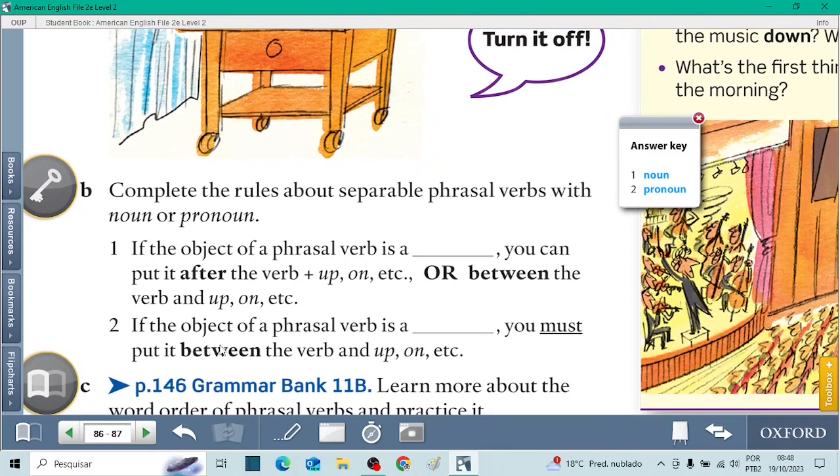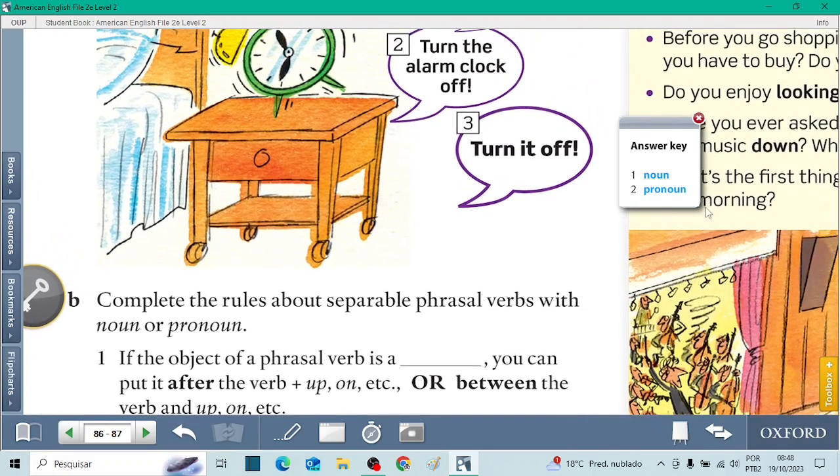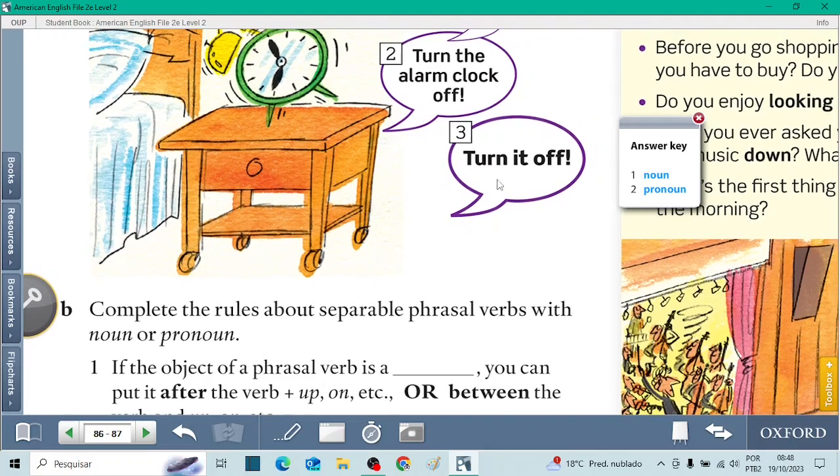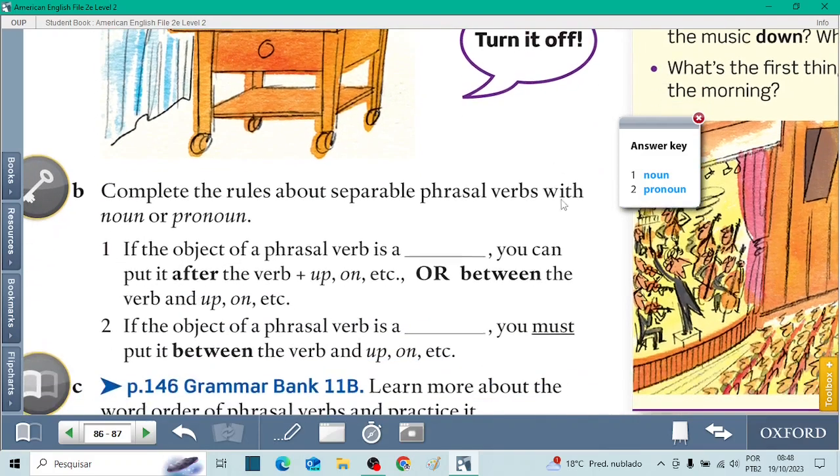If the object of a phrasal verb is a pronoun, you must put it between the verb and the particles. So whenever you use the pronoun, the only option you have is to use it between the verb and the particle, like turn it off. You don't use turn off it. No, it is wrong. Turn it off. Pronouns always come in the middle of the phrasal verb, okay?